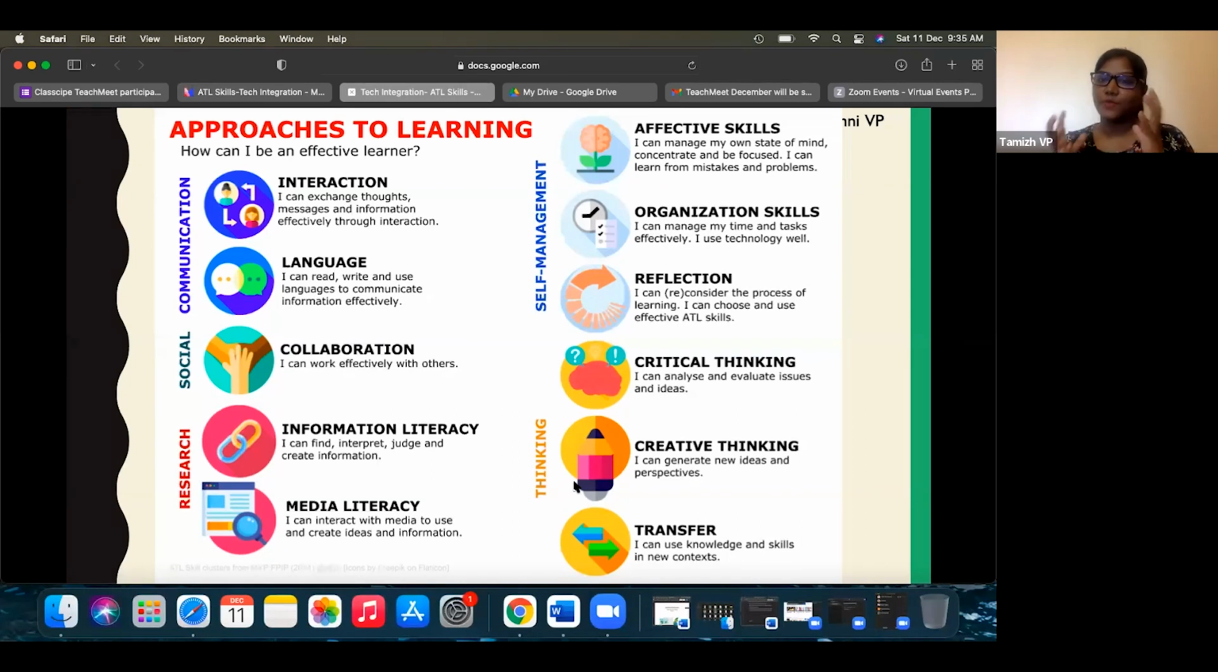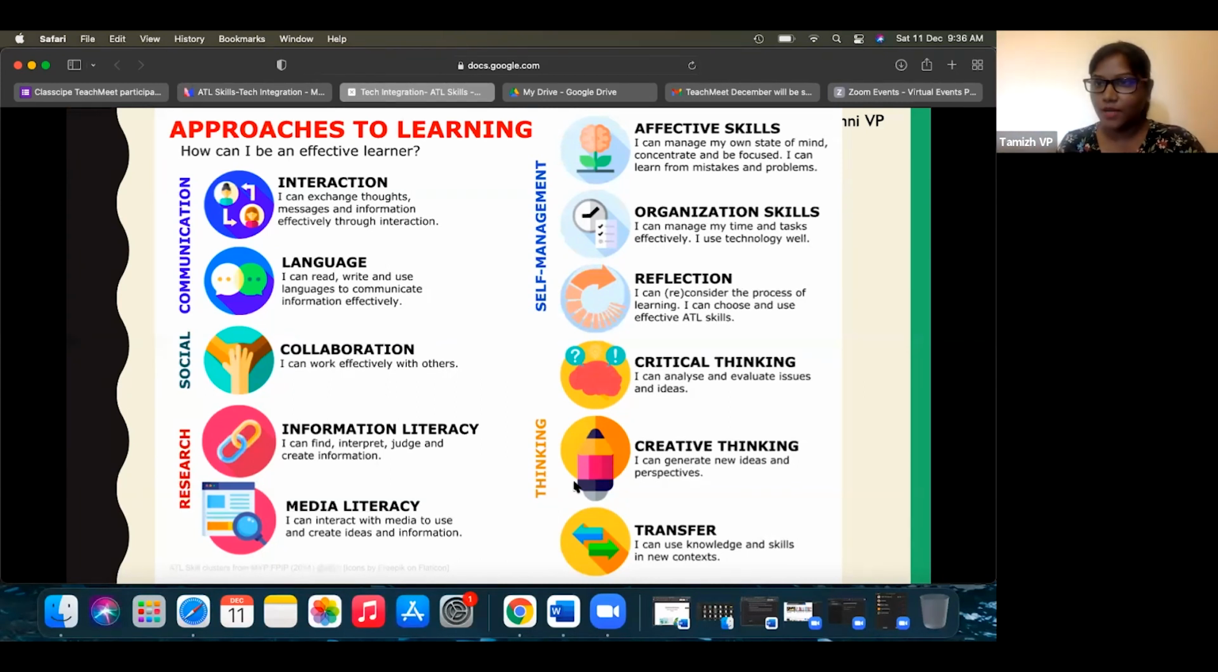Very important, because even as adults, we struggle in certain areas to have those skills. So the self-management skills are categorized into three: affective, organization, and reflection. When I say affective, it's all about my individual personality, my mind-body coordination, my mindfulness. How am I really keeping myself organized, and how am I able to manage my thought flow? How am I being able to be mindful and take care of myself? Because only if I have a sound body and sound mind, I can perform well in whatever task I take up.